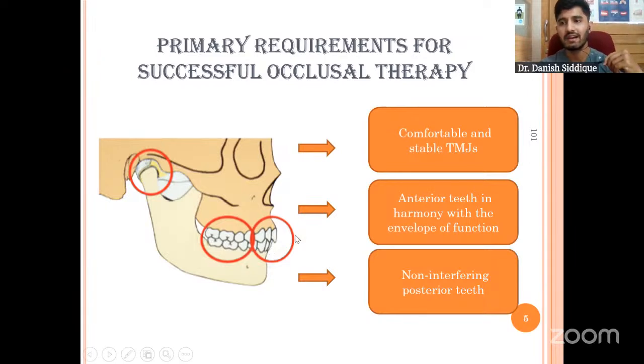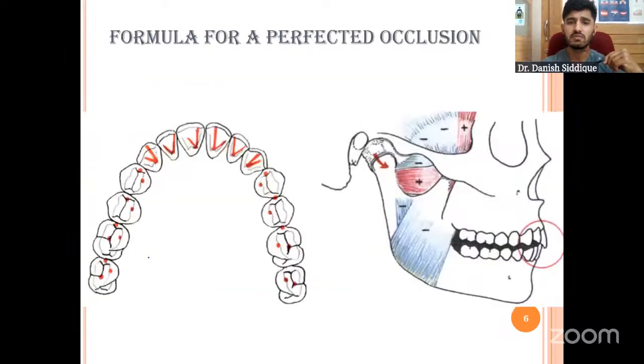The canine to canine are in good relation to each other. That is, you do not see any increased overjet or overbite. And whenever the patient is doing lateral or eccentric movements such as protrusion, there is a stability present. That is, the posterior gets disoccluded. I'll be explaining about this in the further slides. And there are non-interfering posterior cusps, meaning when you're doing lateral movements, as in biting on the lateral side, there is no interference present. So this is what we have to know.